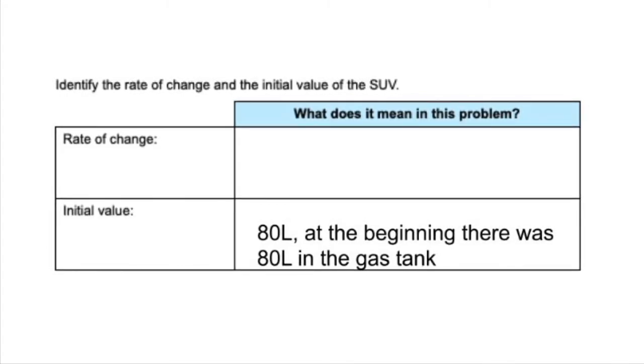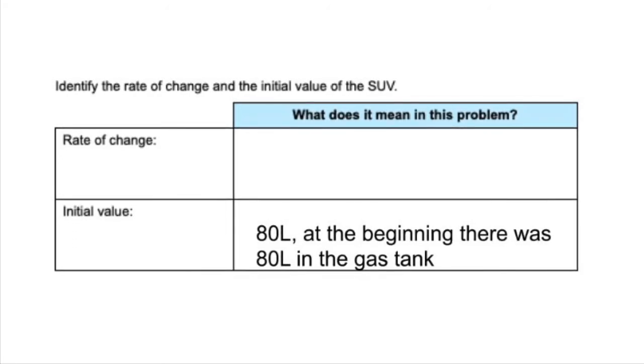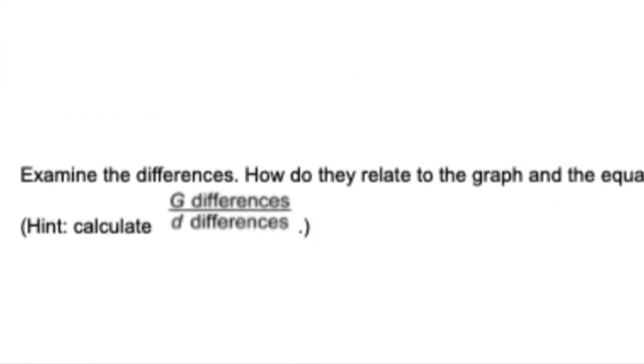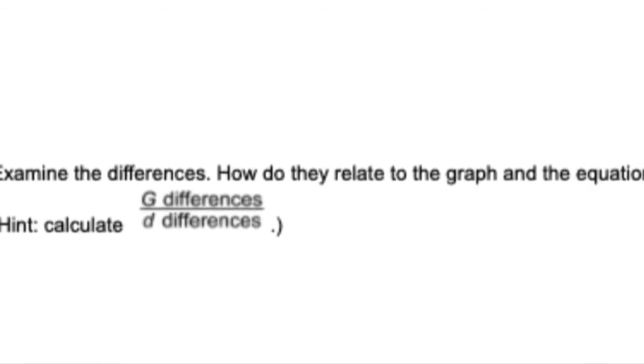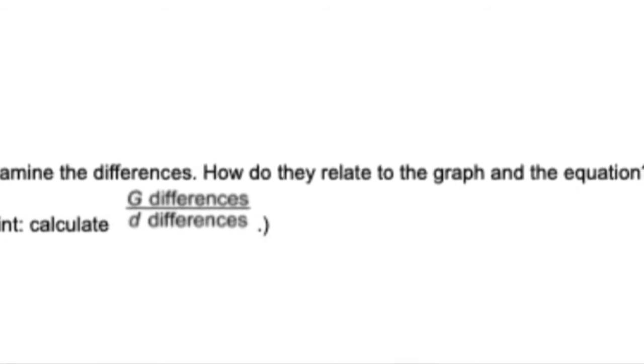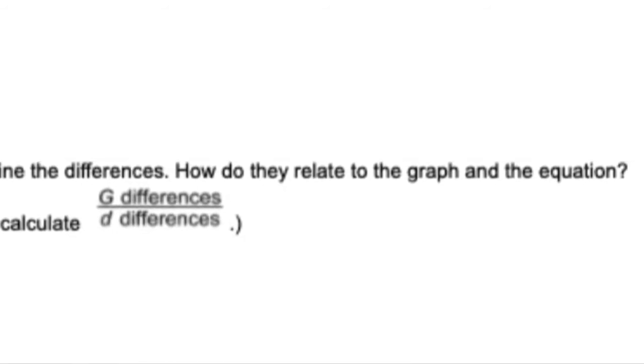The part that's trickier is finding the rate of change. We're going to have to do some math to find the rate of change. And if you look on the worksheet, it suggests that you do something a little bit complicated. It says, take the G differences and divide by the D differences. And by taking the G differences and dividing by the D differences, you can find the rate of change.